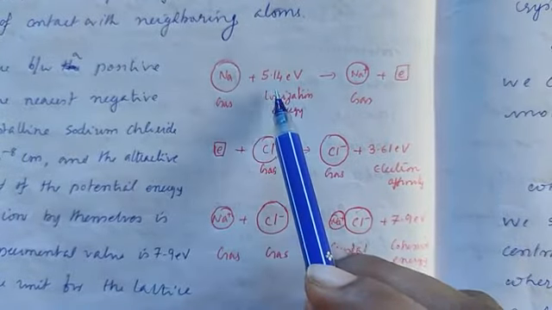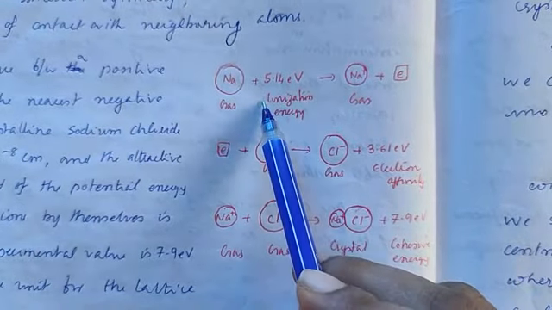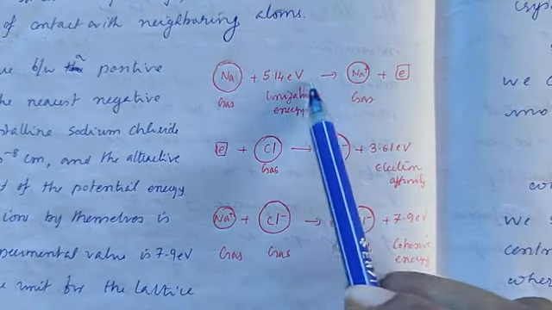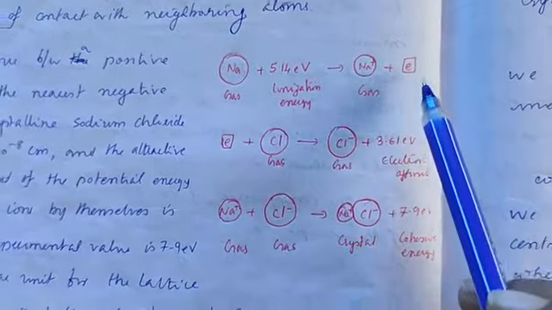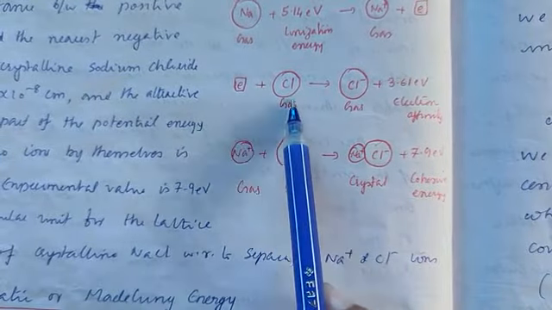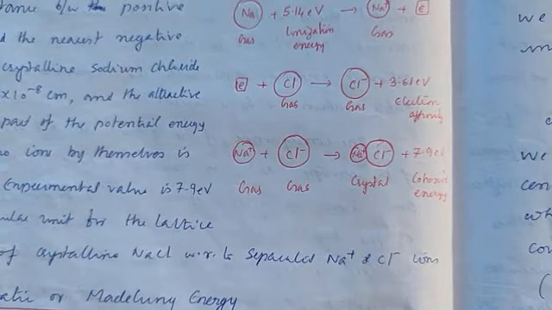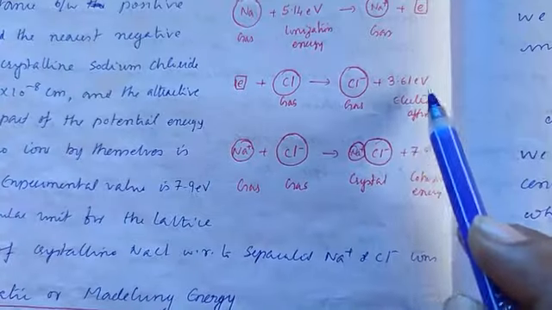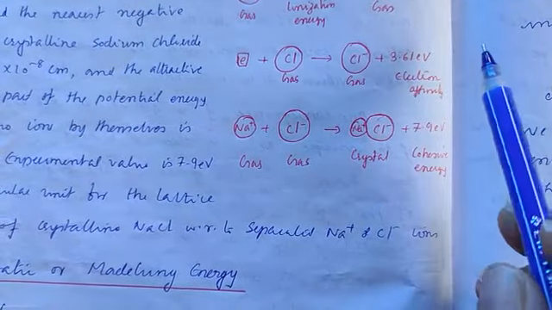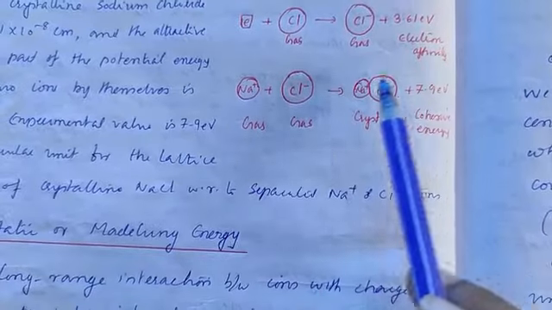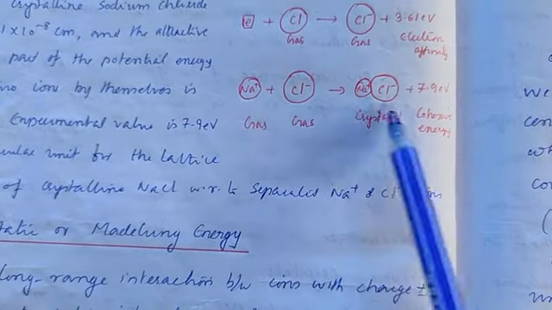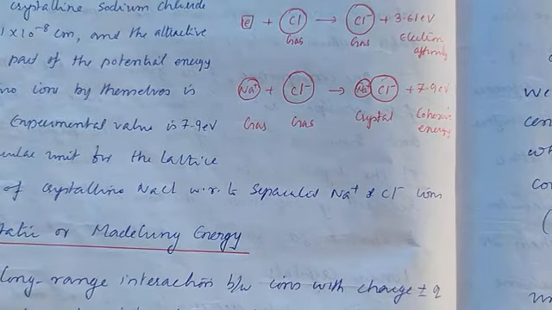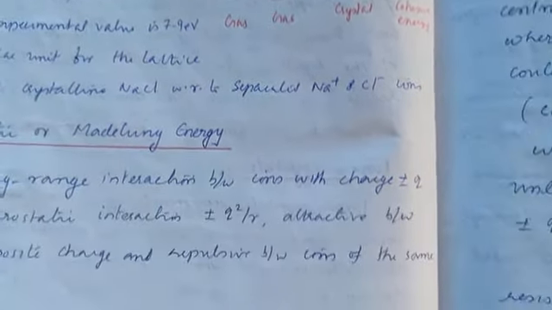Sodium atom plus the ionization energy of 5.14 electron volt will give you sodium ion. Chlorine atom with an electron will give you chlorine ion plus this much electron affinity energy. And sodium ion plus chlorine ion will give you sodium chloride plus 7.9 electron volt, the cohesive energy.